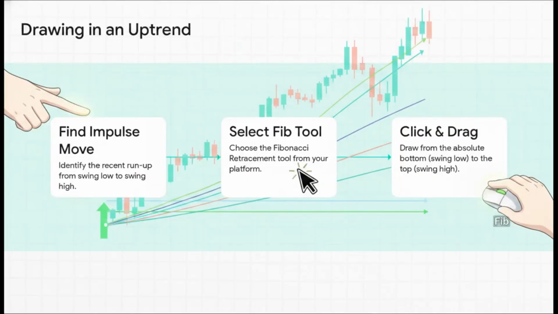So how do you actually draw it on the chart? It's super simple. Seriously. First, you just find the last major push-up, that's the impulse move. Then you grab your Fibonacci tool. You click on the very bottom of that move, the swing low, and you drag your mouse all the way to the very top, the swing high. That's it. You've just laid down your map of potential support zones.